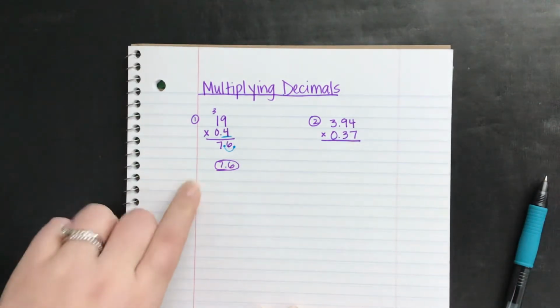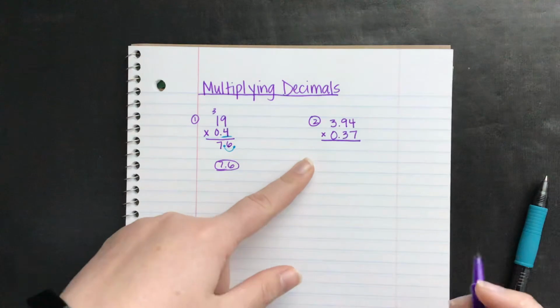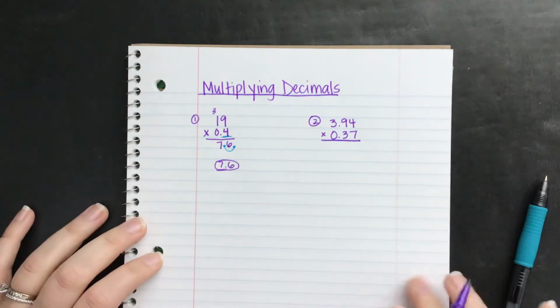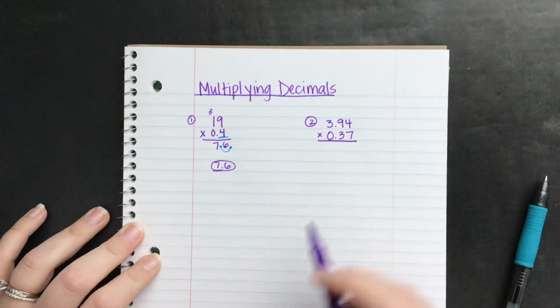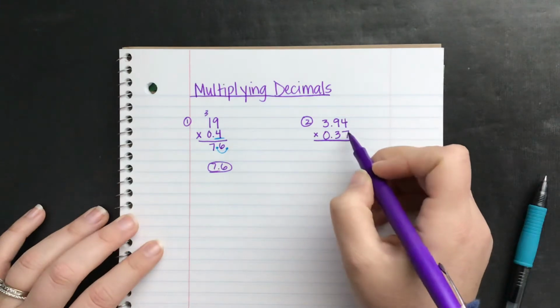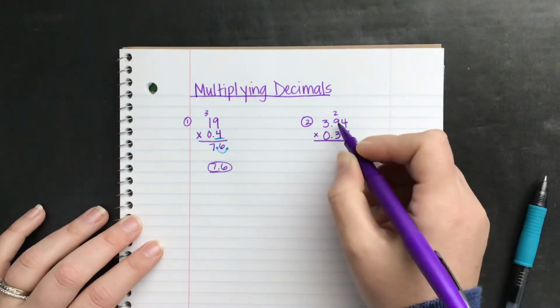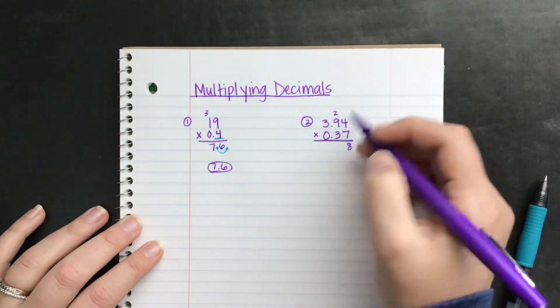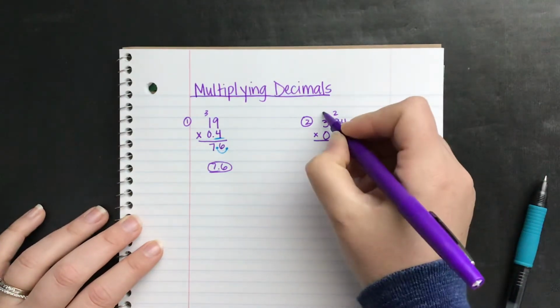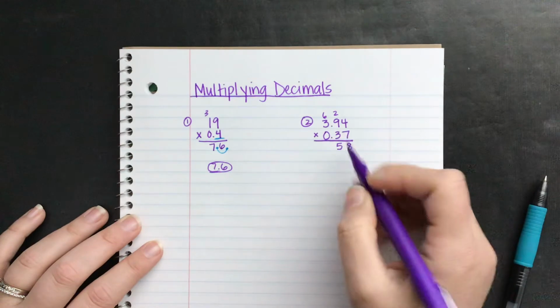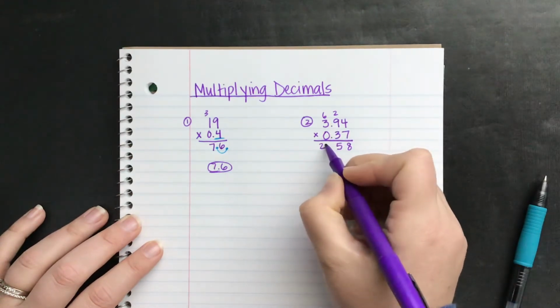Okay, let's take a look at this one over here that has multiple numbers in the decimals. So I'm going to just multiply like there's no decimals first. So 4 times 7 is 28. 7 times 9 is 63, 64, 65. 7 times 3 is 21, plus 6 is 27.